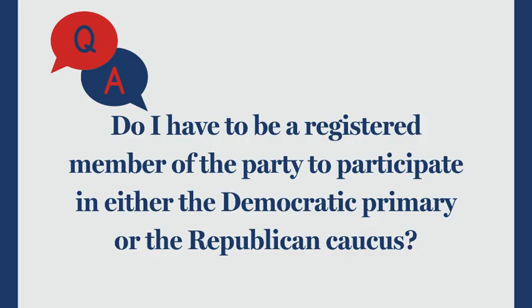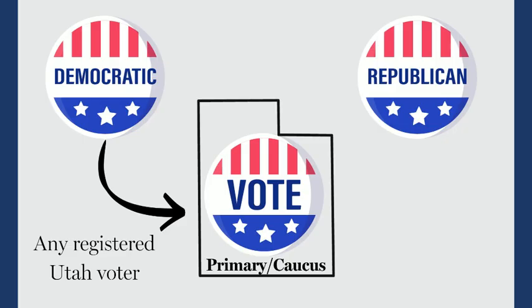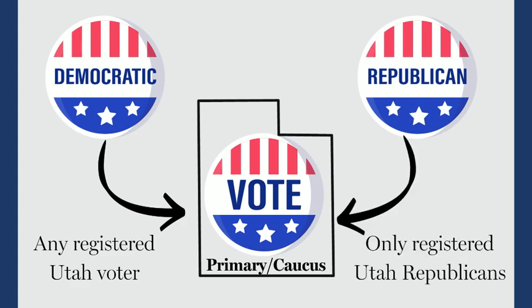Number 4, do I have to be a registered member of the party to participate in either the Democratic primary or the Republican caucus? You do not have to be a registered Democrat to vote in the Utah Democratic primary. However, you must be a registered Republican to participate in the Utah Republican caucus. This is also true for the election primary for the state races such as governor, attorney general, and U.S. Senate that will be held in June.